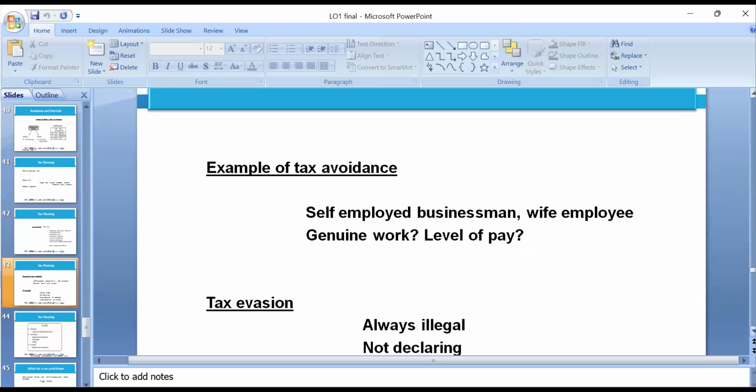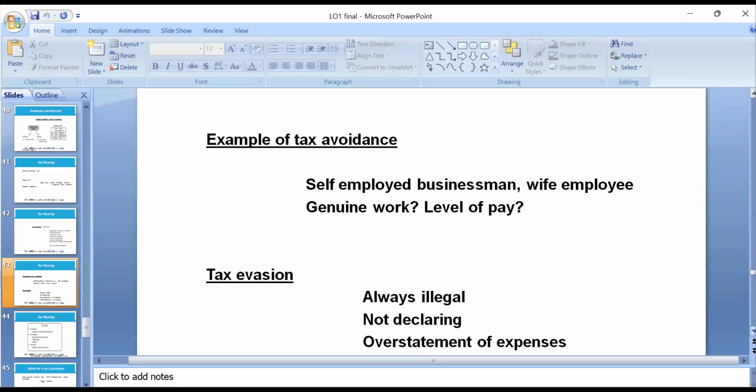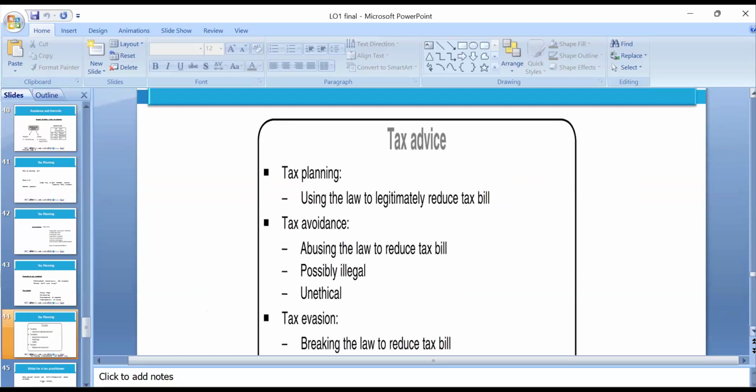So we can look at an example of tax avoidance. A self-employed businessman employs his wife for genuine work, with a reasonable level of pay. Yes, in law this is allowed, but we need to look at it from the legal perspective. Tax evasion is always illegal, such as not declaring income and overstating expenses.